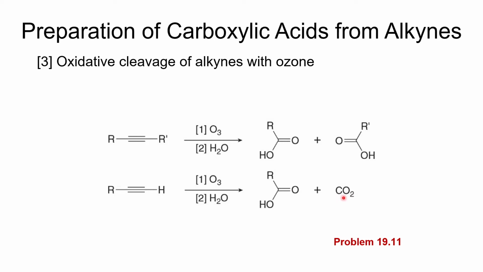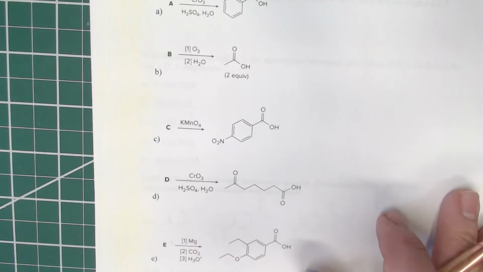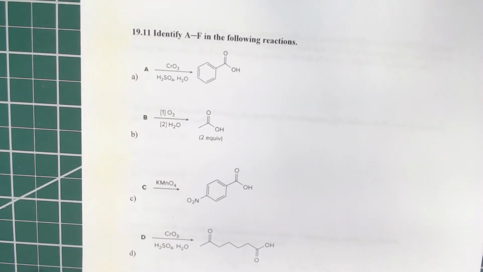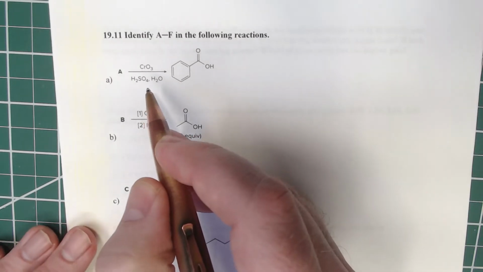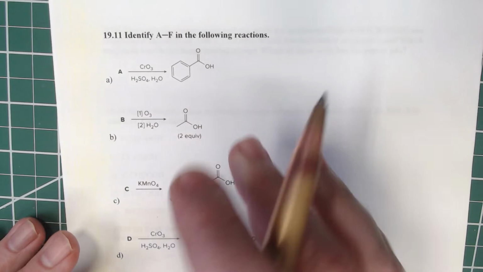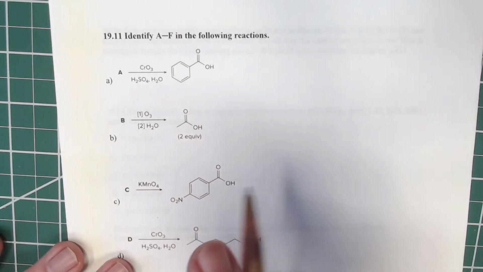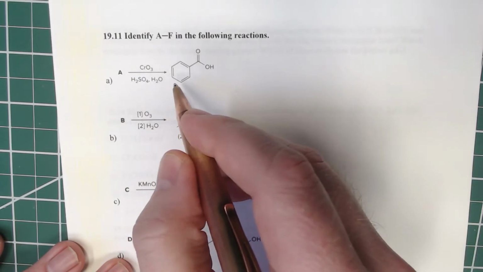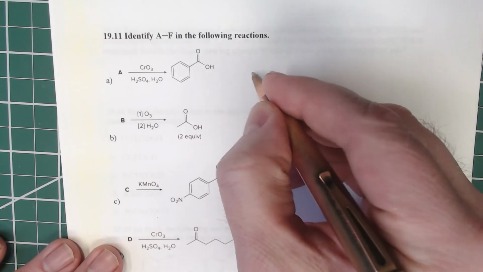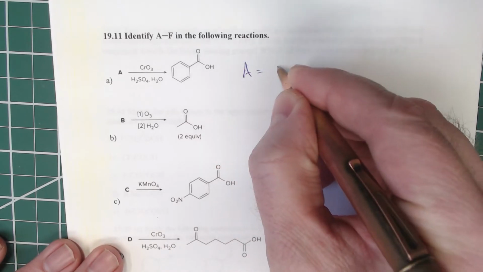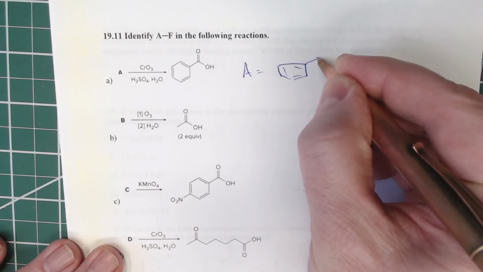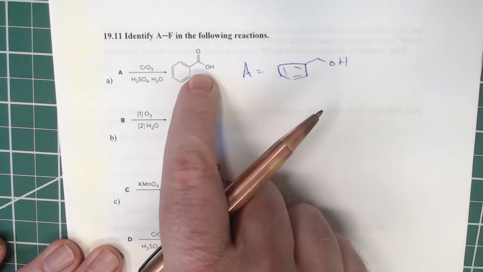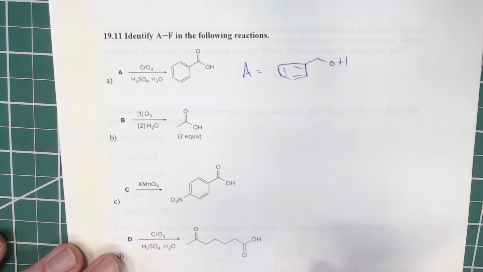So let's look at number 11. We'll go to our in-class assignment. All right, so we want to see what precursor gives this. Now, for some of these, there will be more than one answer. In this particular one, all we need is the primary alcohol. So A is going to be equal to benzyl alcohol, and that will give you this carboxylic acid.